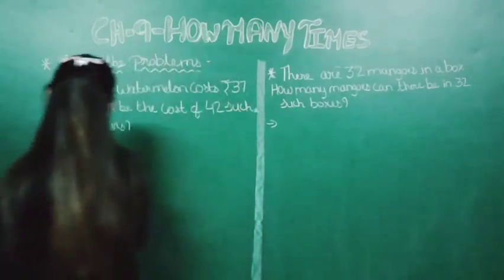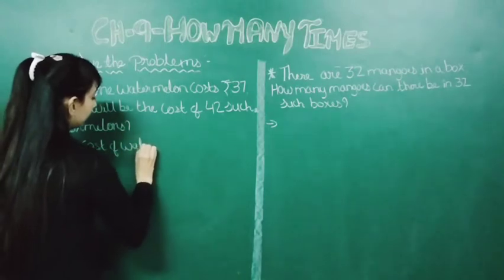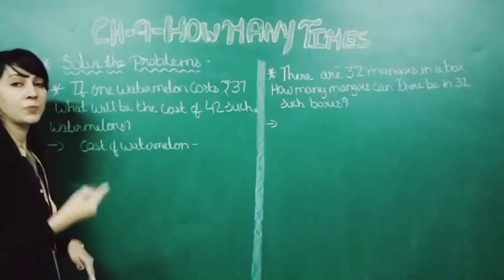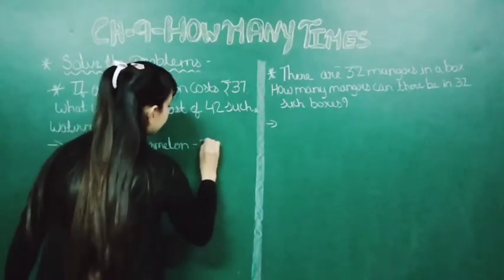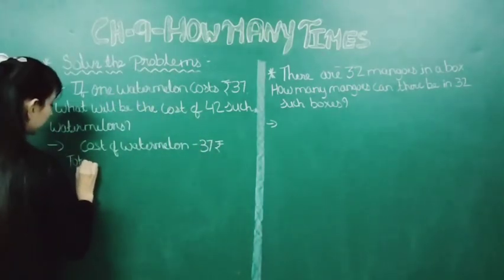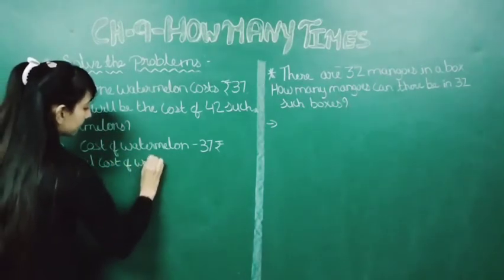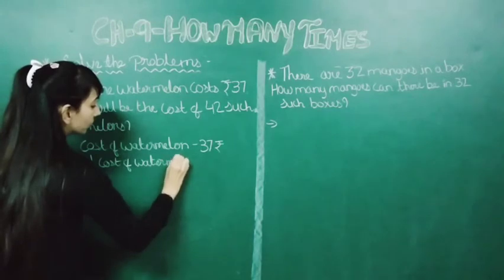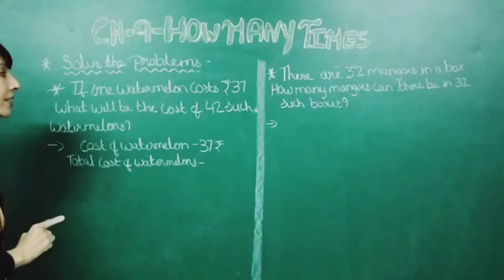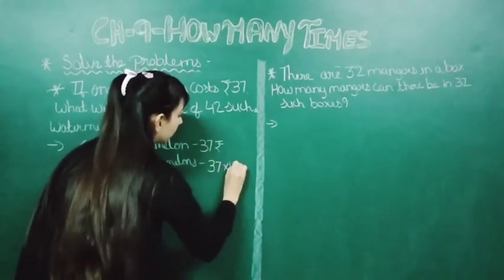Now next we will see, if one watermelon costs rupees 37, what will be the cost of 42 such watermelons? Now here we will write cost of one watermelon, that is rupees 37. Now total cost of watermelons that we have to find out. So what we will do? Yes, 37 into 42.